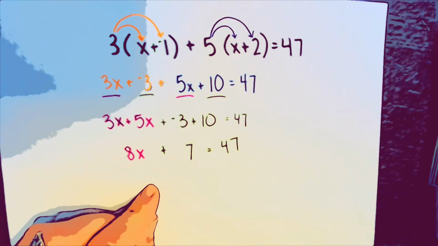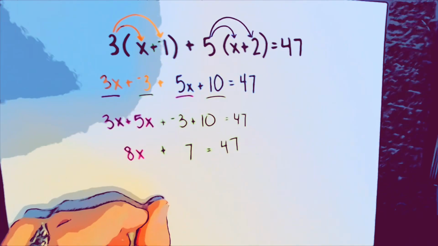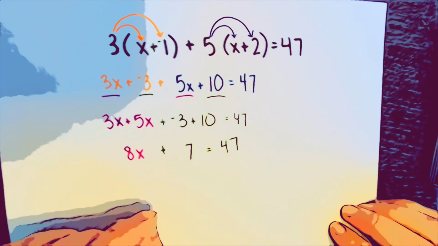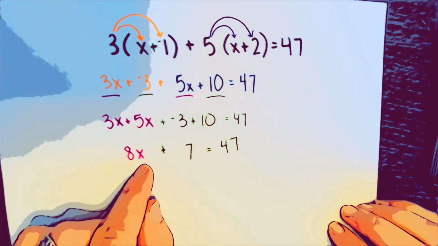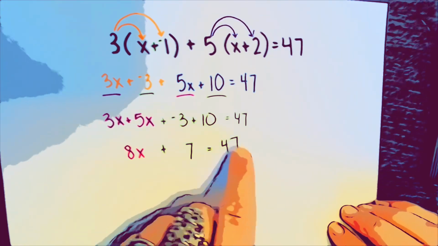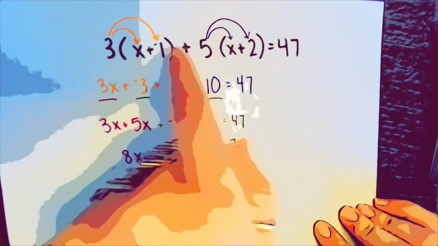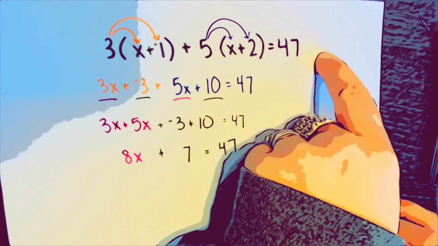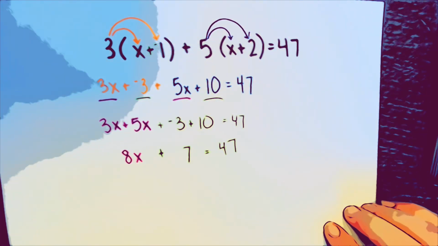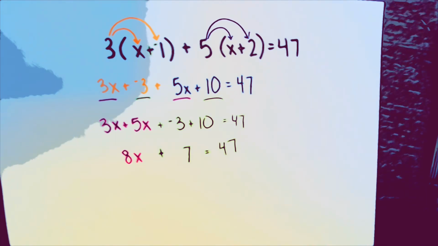Okay, so we have combined our like terms. Like terms have been combined. We have a fairly simple question in front of us at this point. We have 8x plus 7 equals 47. That is way way easier looking than this. Look at us go. Okay, so let us solve for x.